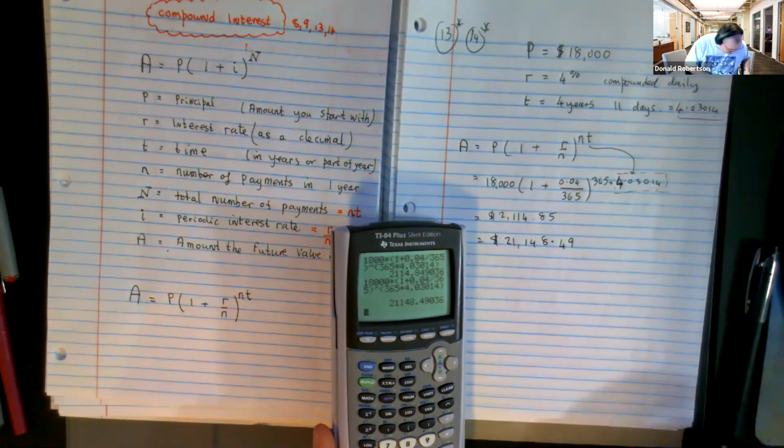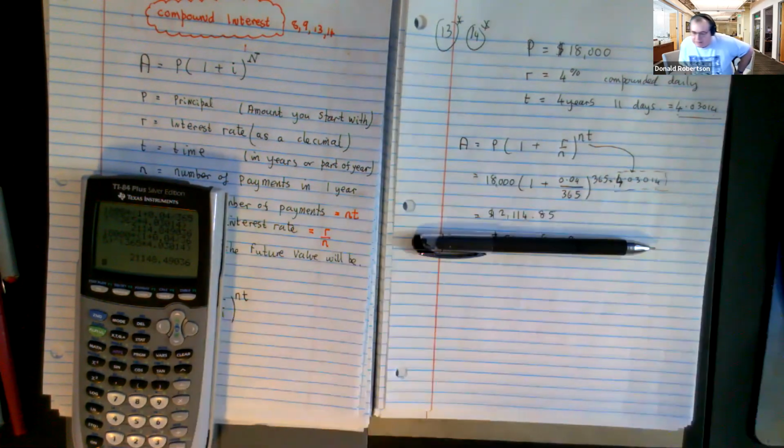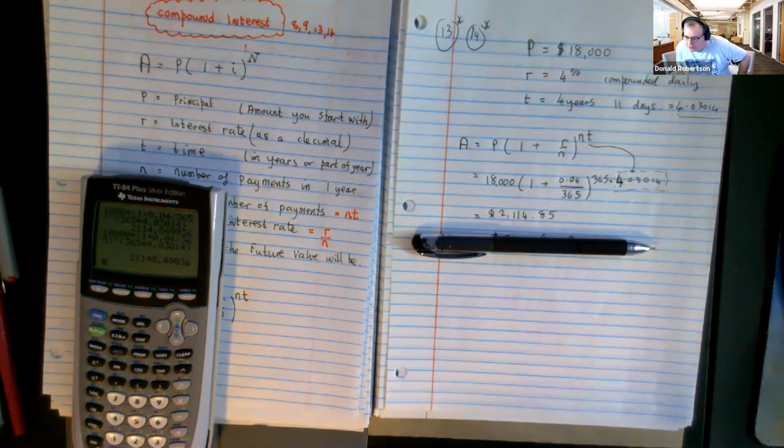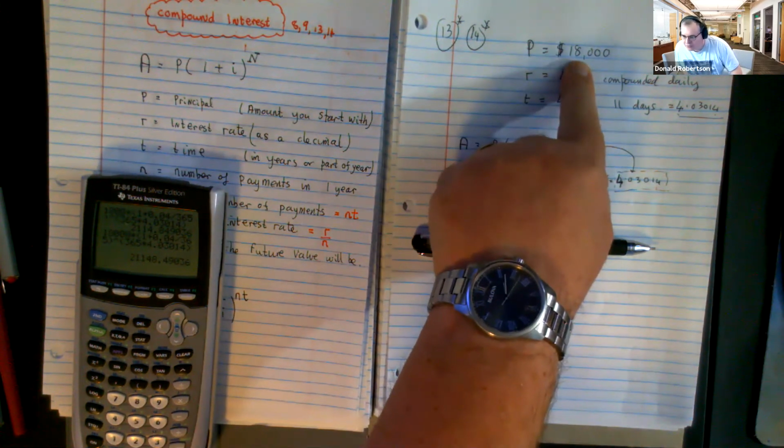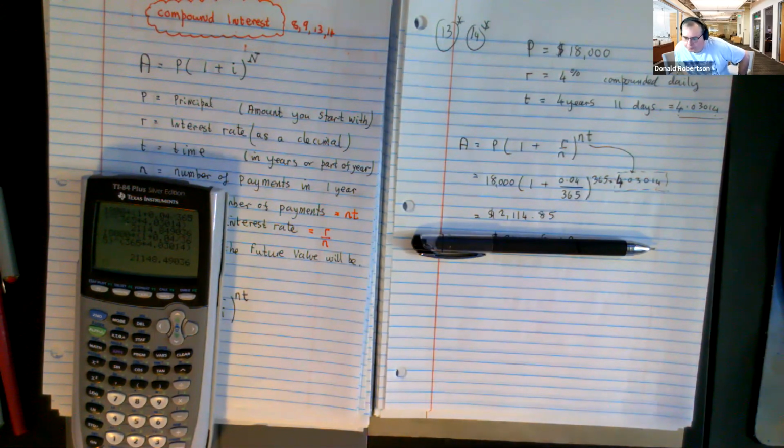Now, let's use that as a teaching moment. I got the answer, $2,114 and change. It's always a good idea to look at the question in context. I started with 18,000. After 4 years and a bit, the bank gave me 2,000 back. I should be kind of worried about that answer. Would you agree? Shouldn't I at least make some money? And then I would go and I'd say, what the heck did I do? And hopefully I would notice that I missed a zero.